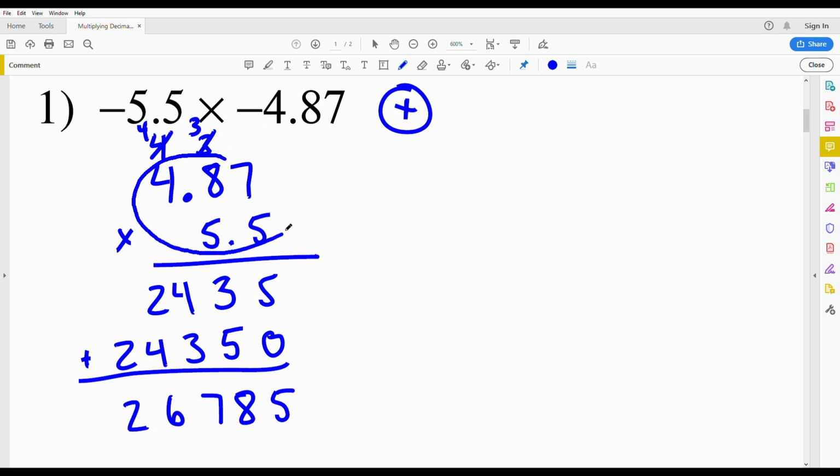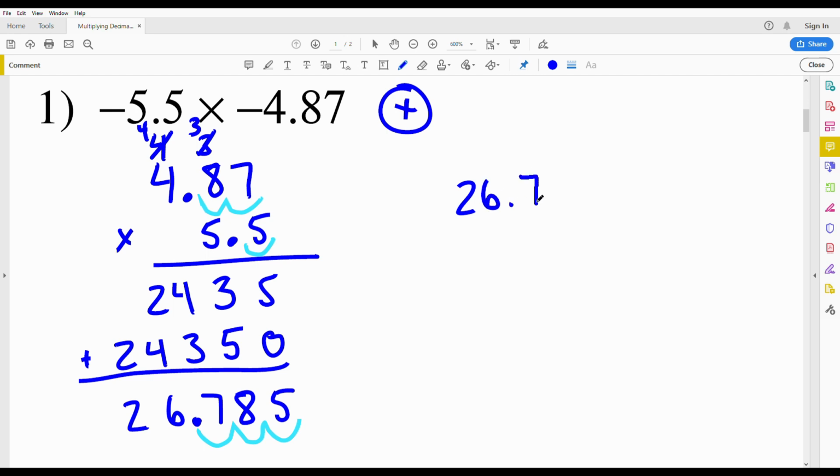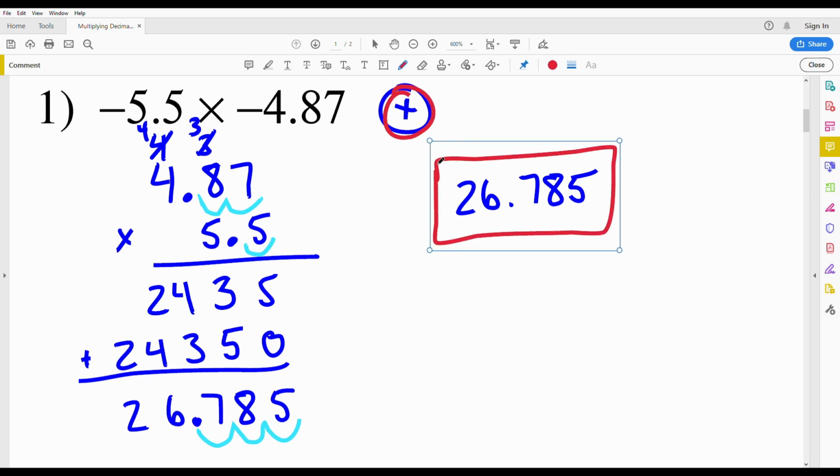Now, I know that 4.87 times 5.5 will not give me 26,785. So we have to take into account the decimals. And the neat trick when multiplying is, however many decimal places we took into account when multiplying, we will do that same number for our product. So we have 2 places for 4.87, and we have 1 place for 5.5. So those 2 places plus 1 is 3 places. So going 1, 2, 3 places over in my result will give me 26.785, or 26 and 785 thousandths. So 26 and 785 thousandths is my solution in number 1. And it's my full solution because my answer is indeed positive.